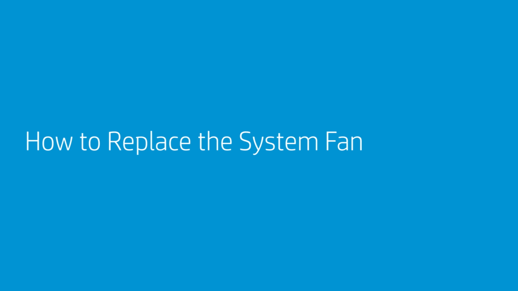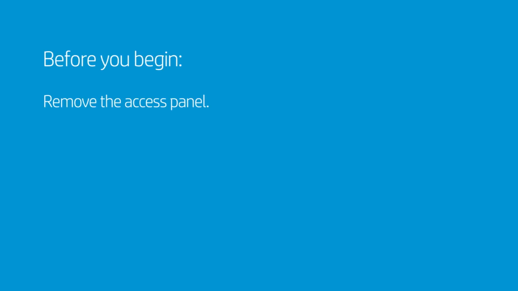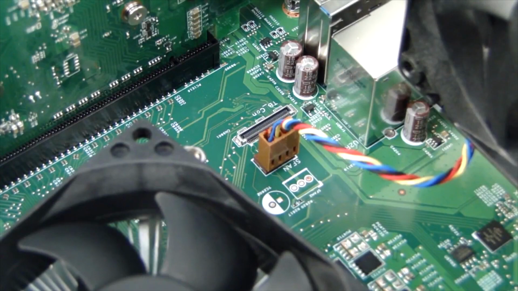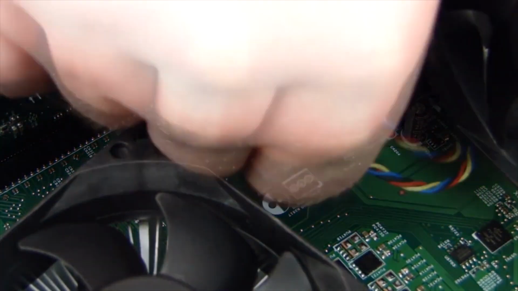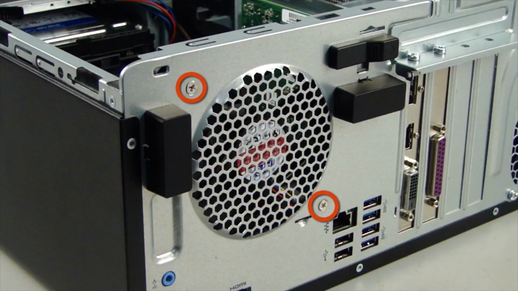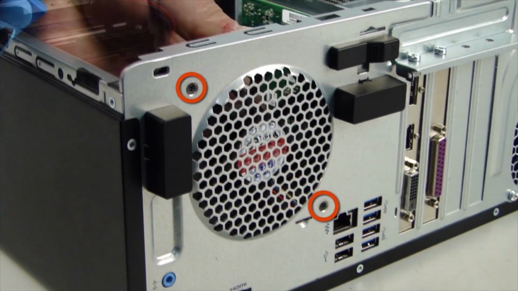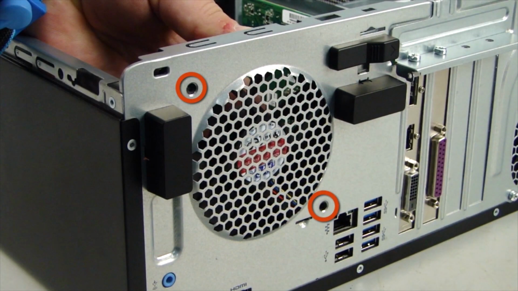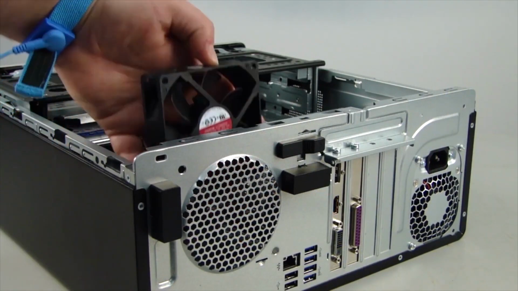How to replace the system fan. Before you begin, remove the access panel. Removal. Disconnect the fan cable from the system board. While supporting the fan, remove the two Phillips head screws securing the fan to the chassis. Lift and remove the fan.